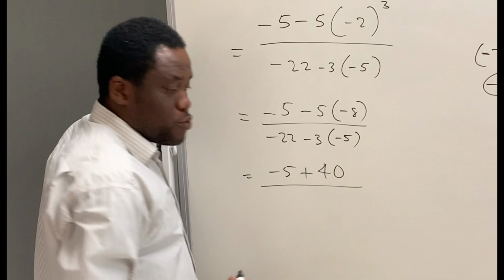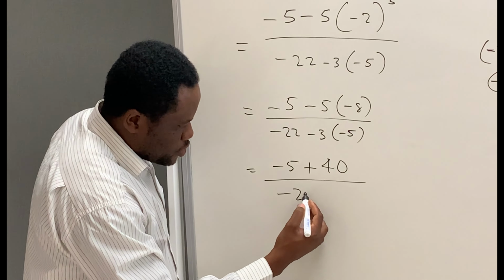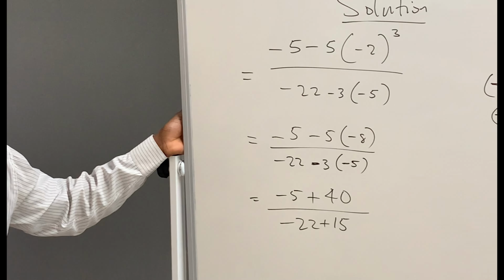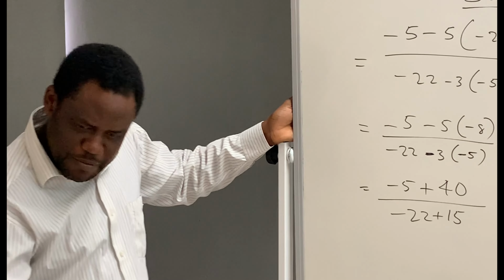Now come to the denominator. We have minus 22. Minus minus is what? Plus. So 3 times 5 will give us what? 15. See how we are breaking it down. You don't have to rush. Where are you going to? Are you going to rush here? You're not going to rush. So don't rush. Follow step by step.